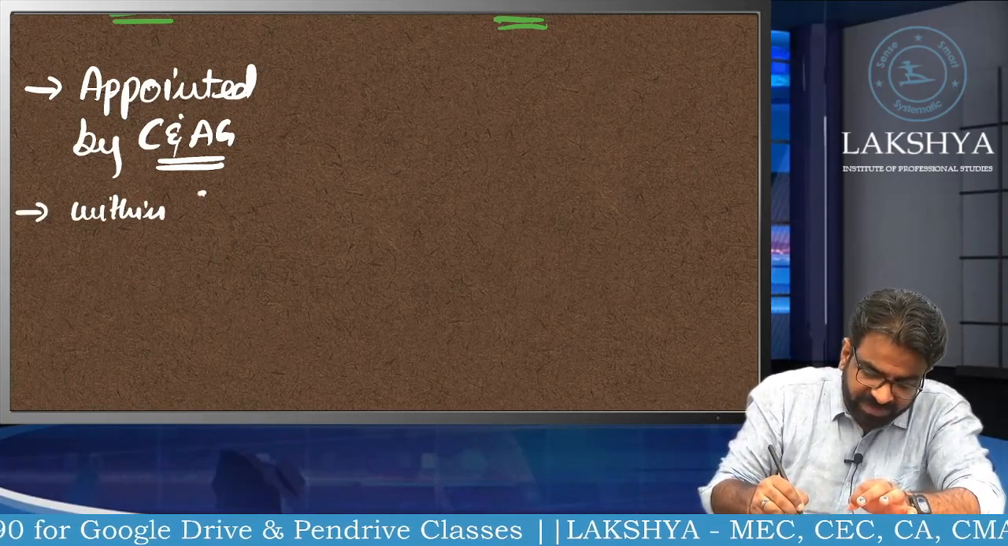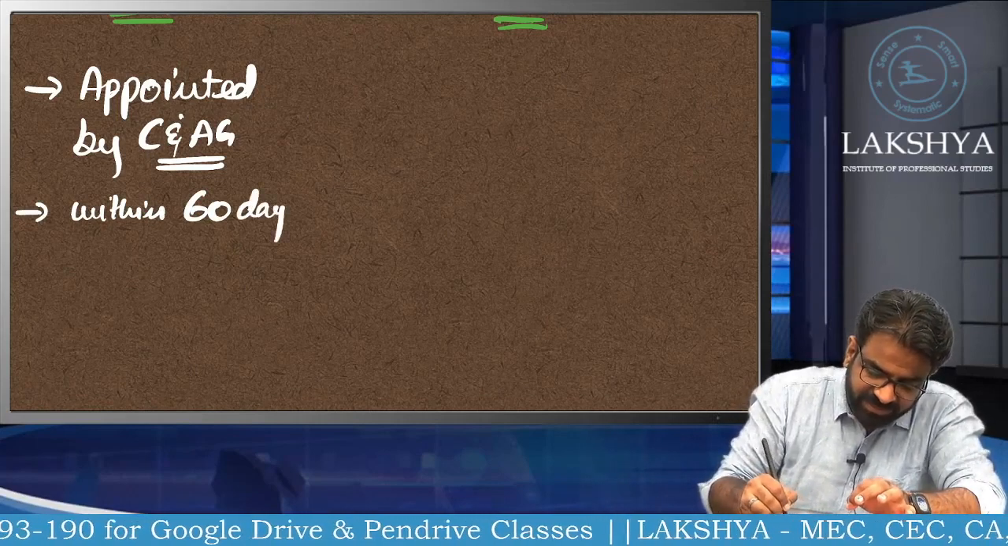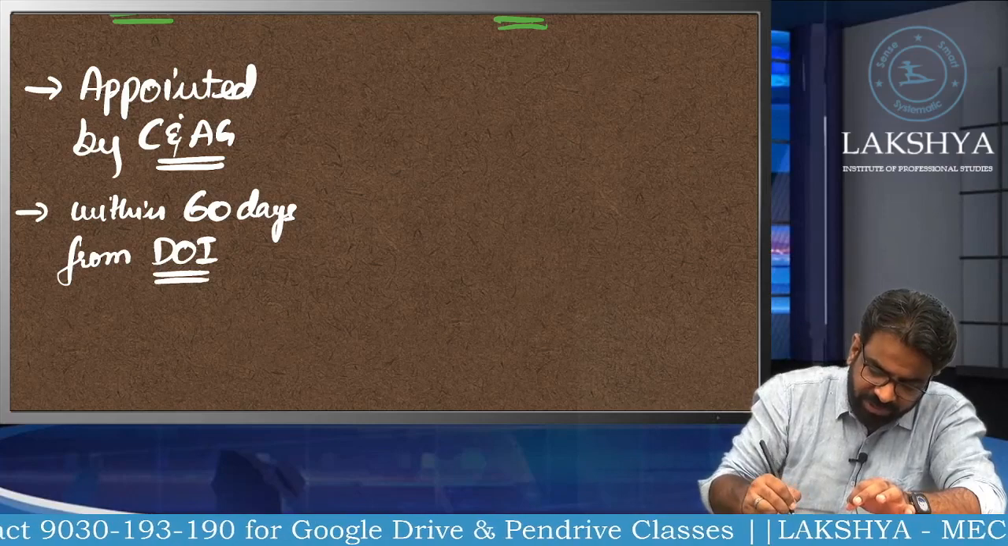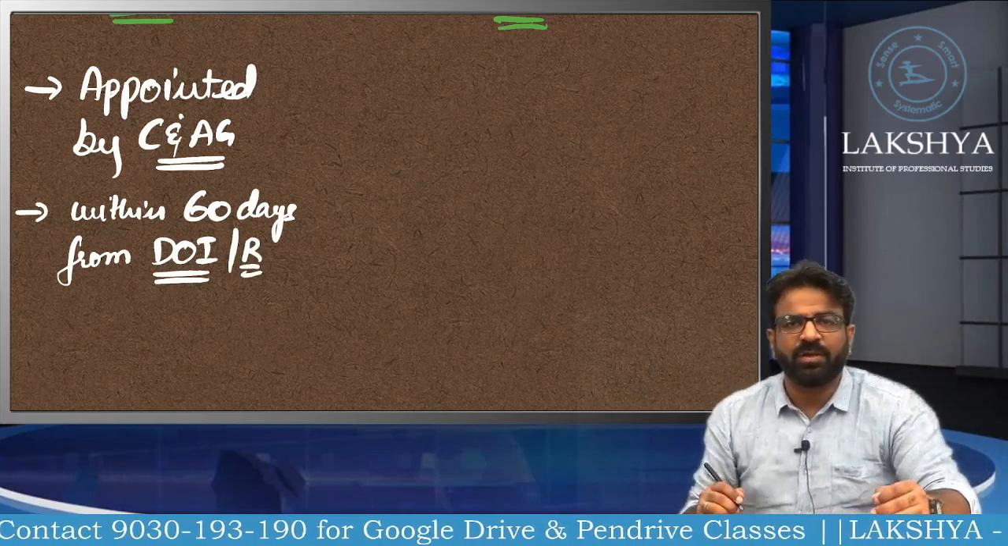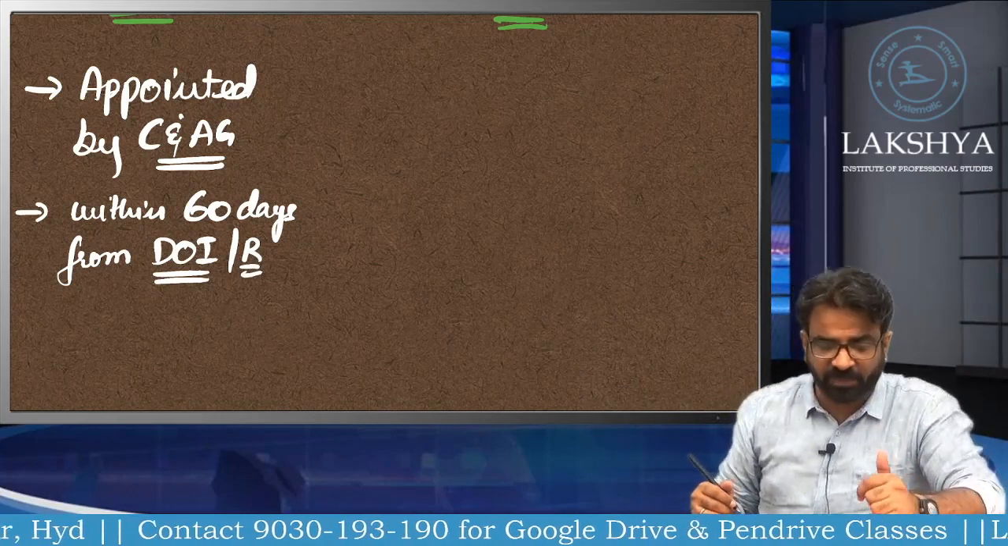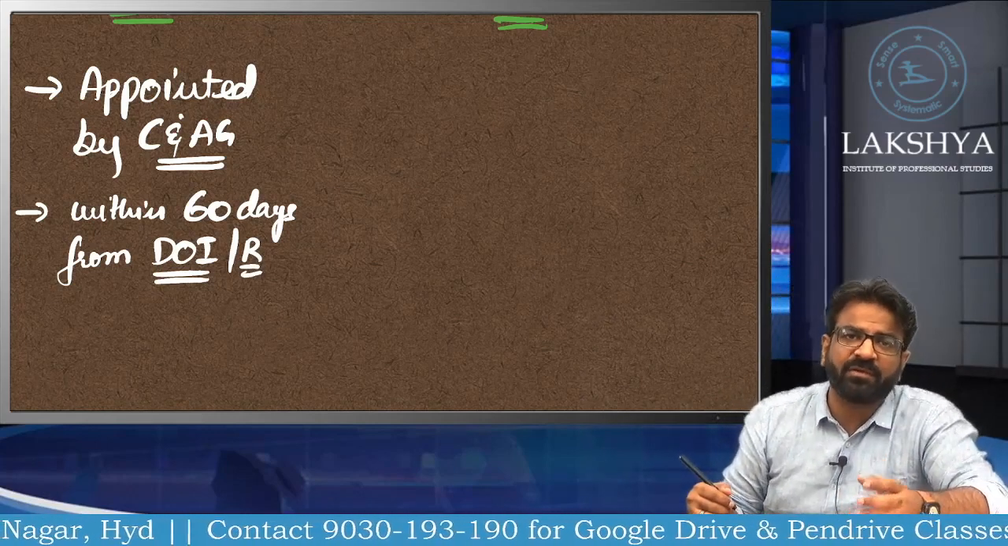Within 60 days from the date of incorporation or date of registration. Who will appoint? C and AG. Point number 2, within how many days? 60 days from the date of incorporation or the date of registration of a company.